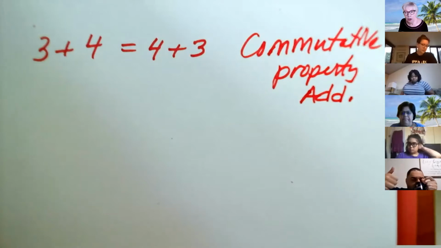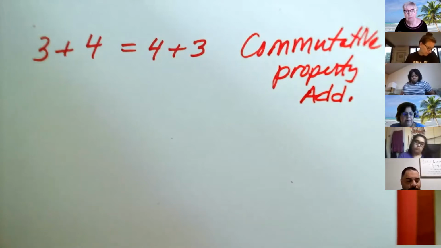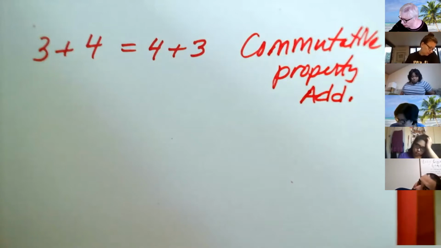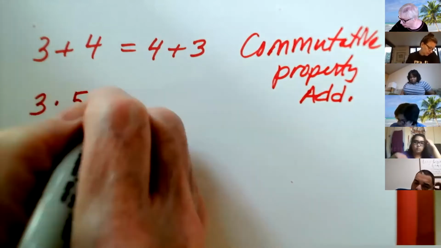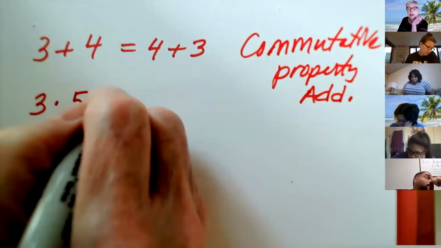And so there's also a commutative property of multiplication, which looks like this. 3 times 5 equals 5 times 3. In other words, if you multiply, it doesn't matter the order that you're doing it. It's freezing on me.